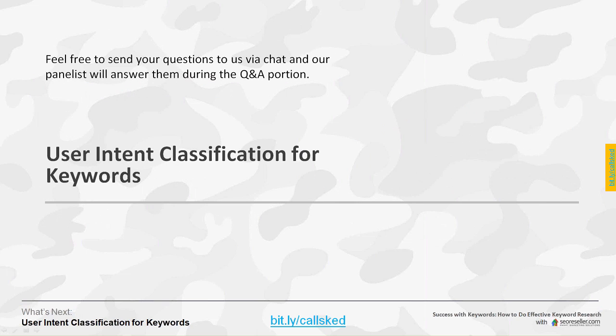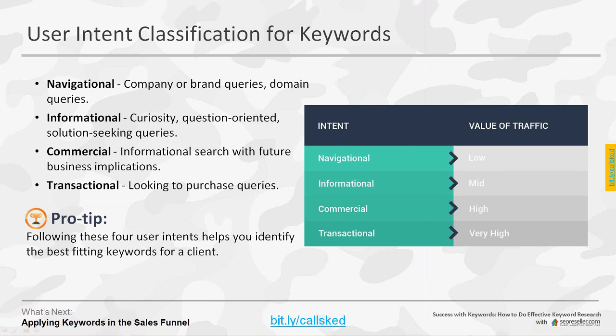So let's talk about user intents and classifications before I move on to the sales funnel. Essentially, what we teach our employees here is that keywords are segregated into 4 purposes. Keywords can be navigational in nature, they can be informational in nature, they can be commercial, or they can be transactional. So what do we mean?